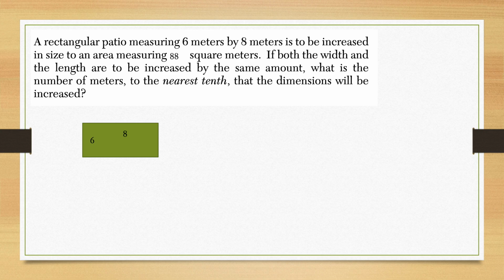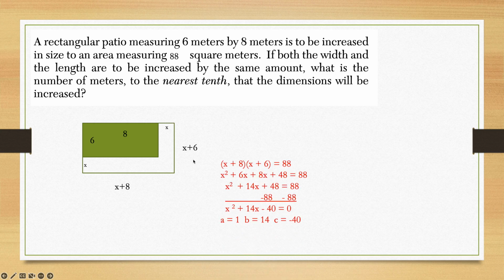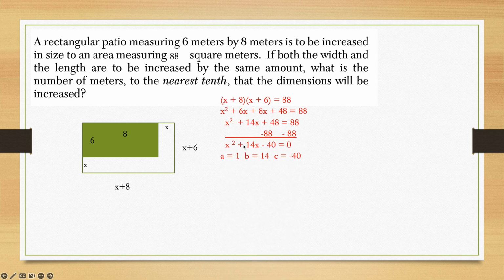Okay, we're increasing each side by the same amount, which we're going to call x. That makes the length of one side x plus 8, the length of the other new side x plus 6. If I multiply them, I get 88. So that's x squared plus 14x plus 48, when I distribute the two binomials, double distribute. Subtracting the 88, I get minus 40.